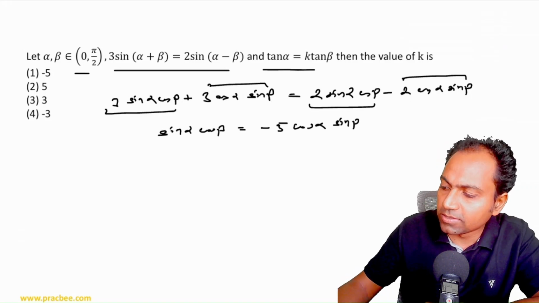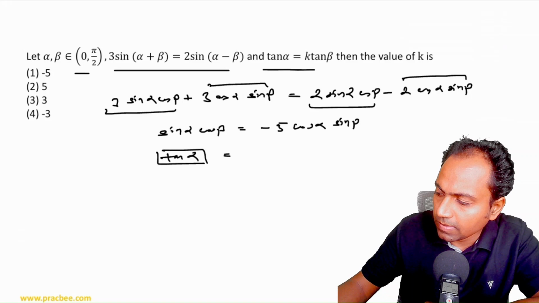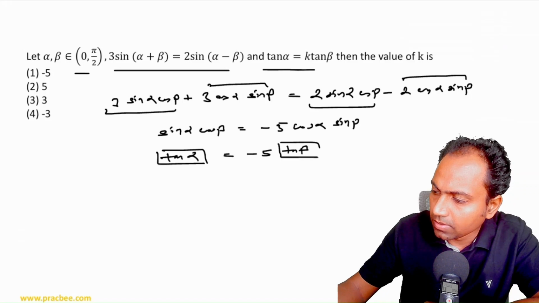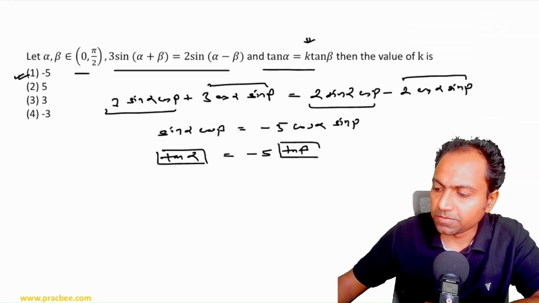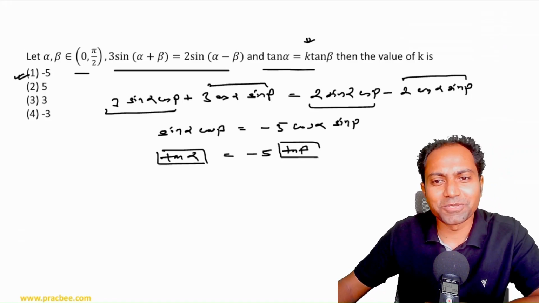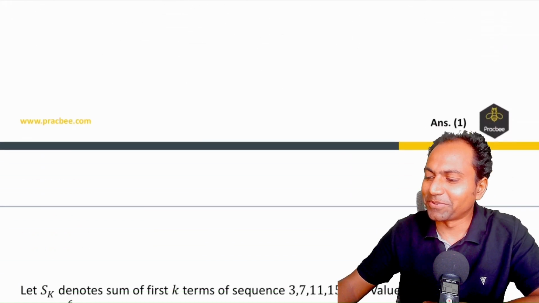And if we rearrange the terms, this can be written as tan alpha, and the right hand side will become minus 5 times tan beta. If I talk about the value of k, it is equal to minus 5. That is nothing but option 1. Again, a very simple question based on trigonometry. I think any student who has done something in class 11 will be able to do this.